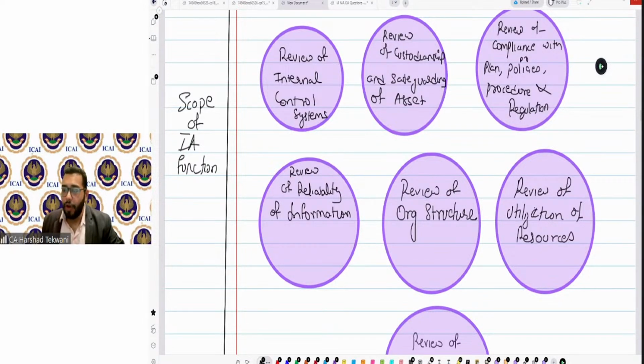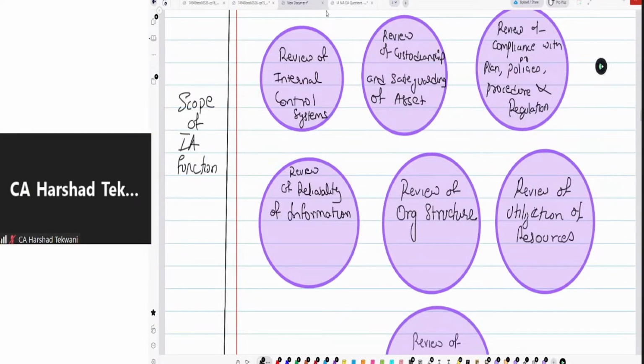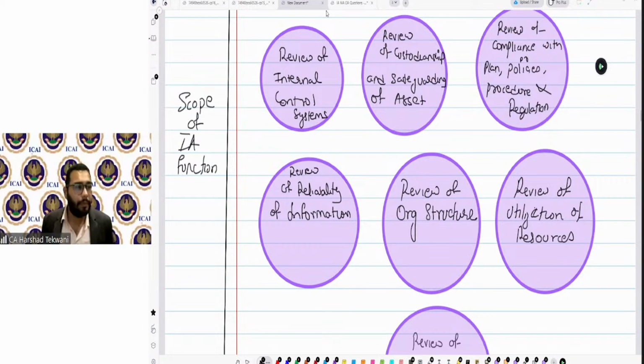Third, review of compliance with policies, plans, procedures, and regulations. As I already told you, these policies, plans, procedures, and regulations are necessary for an enterprise or organization to work efficiently. As a result, organizational policies are important, and the internal audit function is required to check their compliance, because not all things are governed by regulations and laws. Some things are managed with respect to the admin and internal part, through policies within an organization.